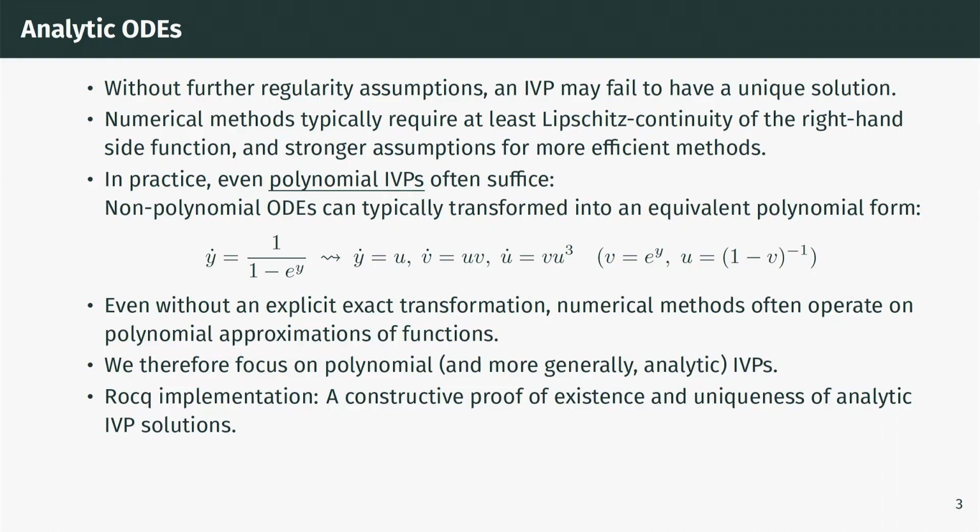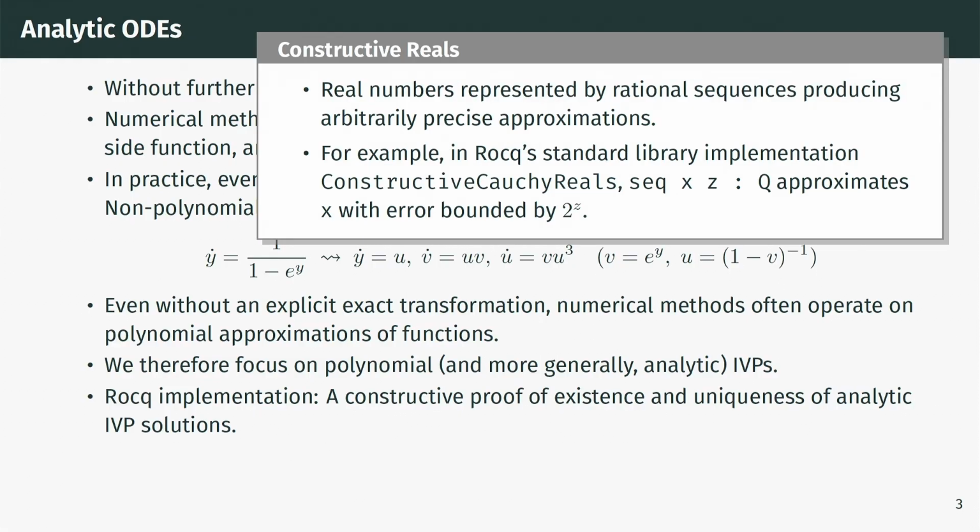So we formalized the constructive proof of existence and uniqueness of the analytic solution. Right, and so what do I mean here by constructive? First, this is in the context of constructive reals. The real numbers are basically given by a representation equivalent to this: we have a sequence of rationals which approximate the real number, and we have an effective modulus of convergence. So we know how we can compute how fast this approximates the limit.